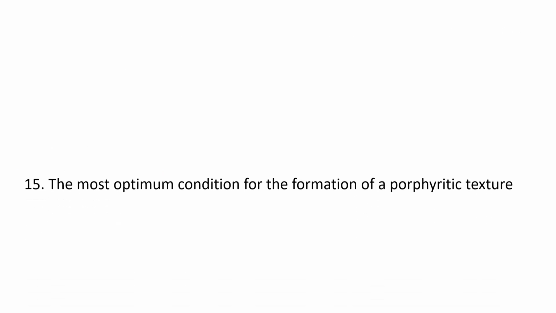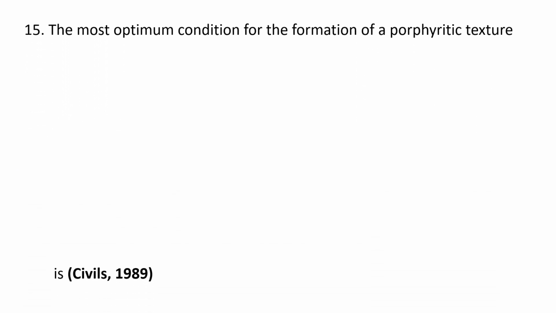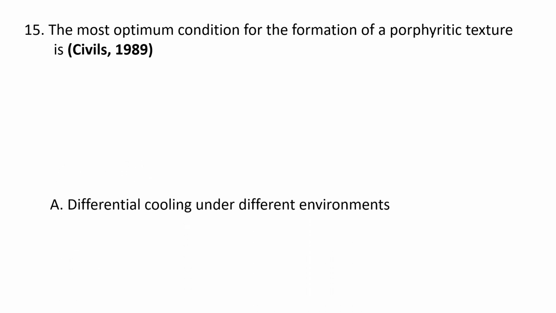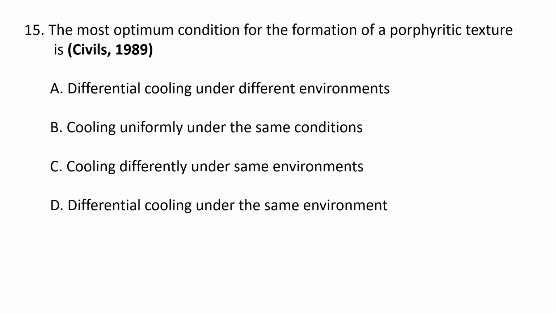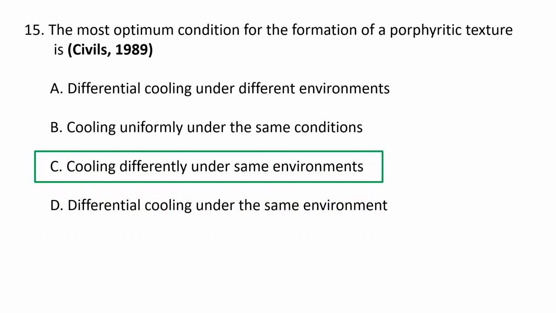Next question. The most optimum condition for the formation of a porphyritic texture is A. Differential cooling under different environments. B. Cooling uniformly under the same conditions. C. Cooling differently under same environments. D. Differential cooling under the same environment. The most optimum condition for the formation of a porphyritic texture is cooling differently under same environments. A porphyritic texture is developed when a magma that has been slowly cooling and crystallizing within the Earth's crust is suddenly erupted at the surface, causing the remaining uncrystallized magma to cool rapidly. So cooling differently under the same environments is the correct answer.